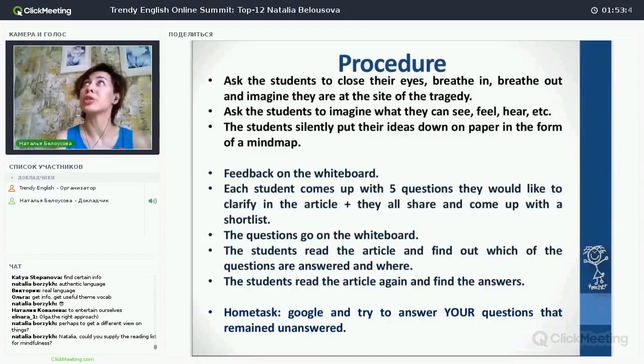So I think we always do it with any text, if it's a good text, if it's an authentic text, or if it's an authentic-like text.